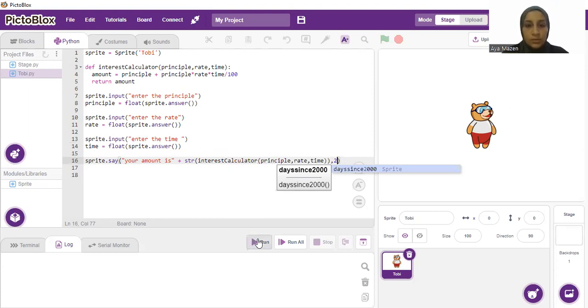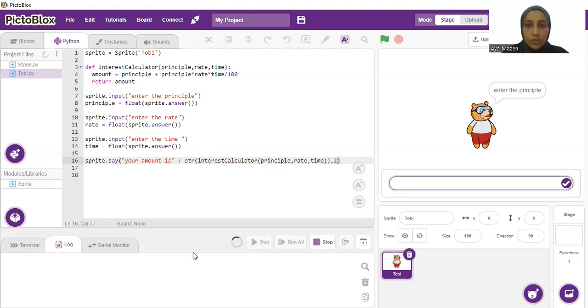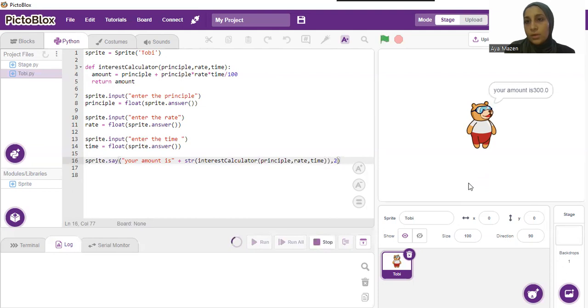So let's press run to check if our code is correct. Here is the message for entering the principal. Let's enter 100. Then let's enter the rate to be 10. And let's enter the time. I want to deposit for 20 years. So our amount, or our interest for our money, is 300.